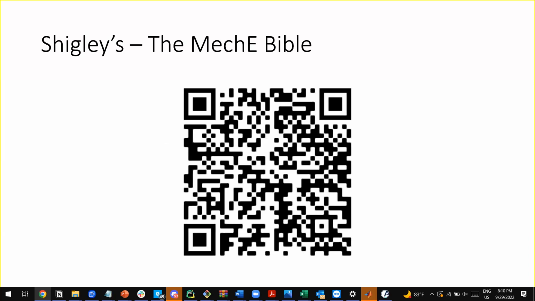So for reference, a lot of people on the team like to use Shigley's. I'm sure all the leads have referenced this at some point. I can send out a PowerPoint with all the links. We basically pirate everything off LibGen. So yeah.